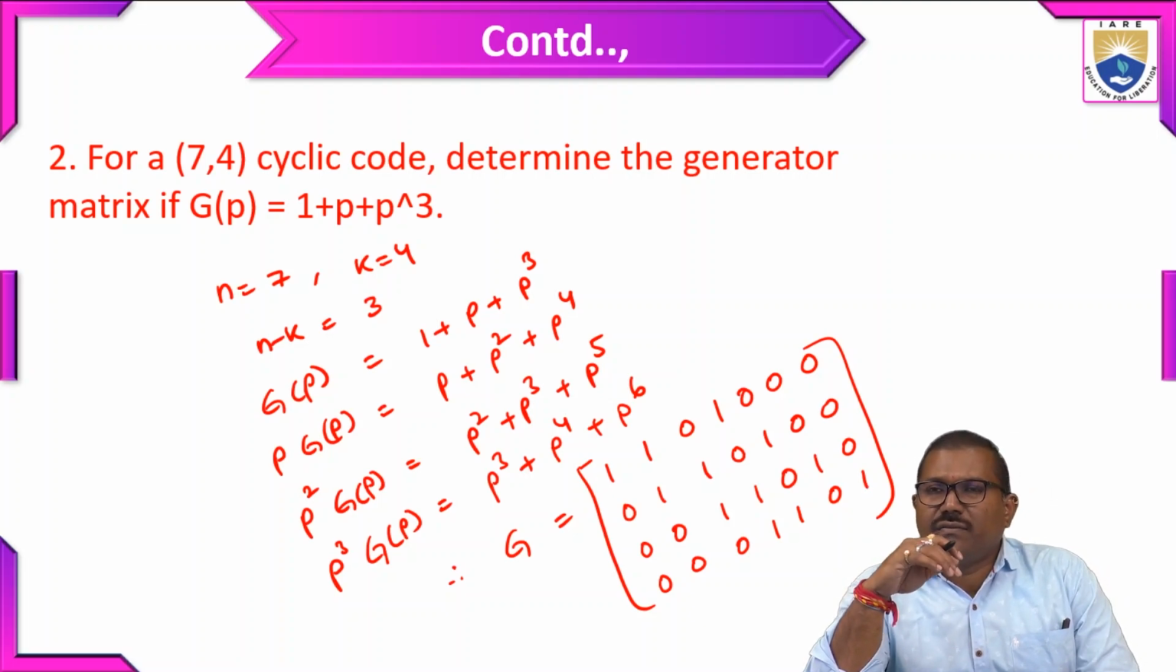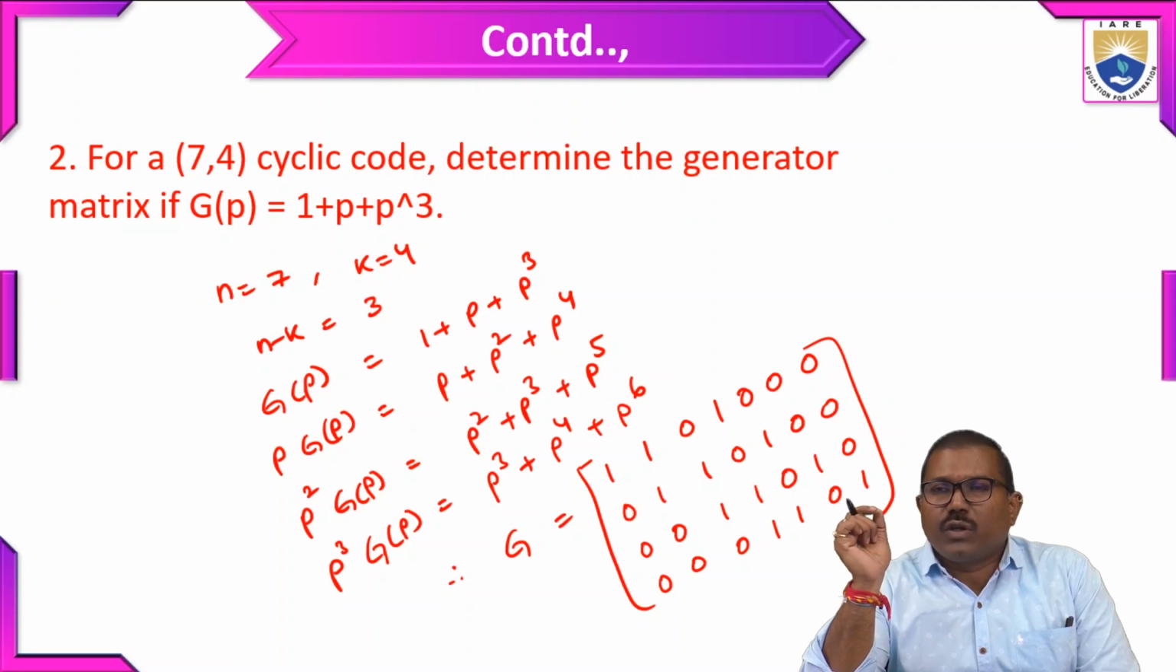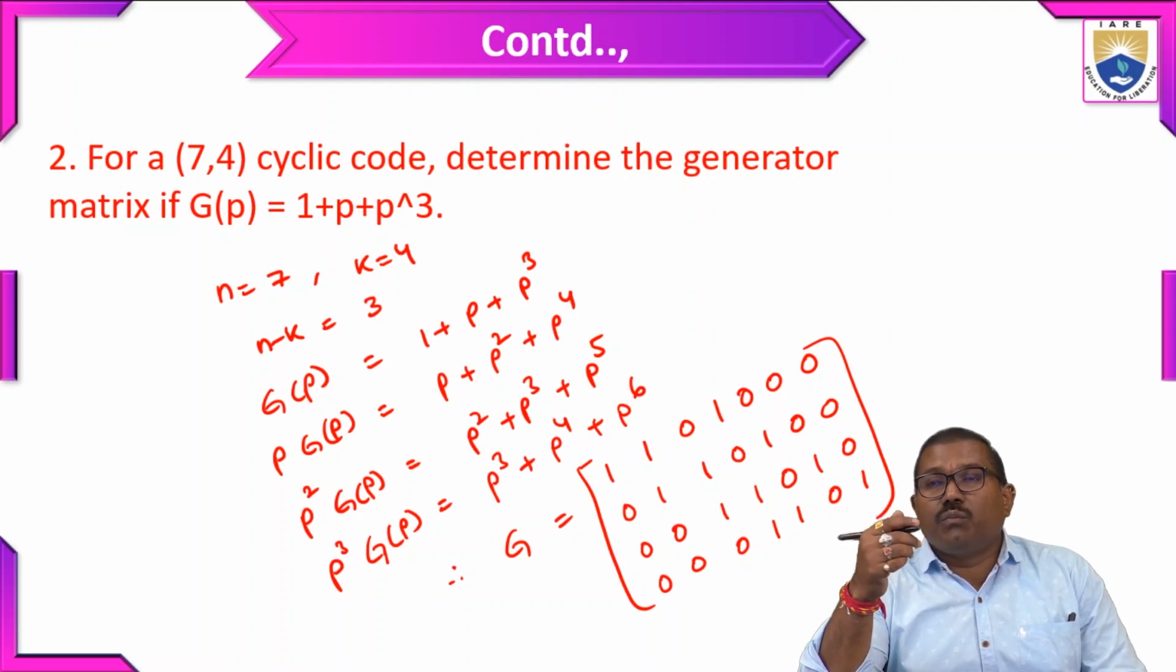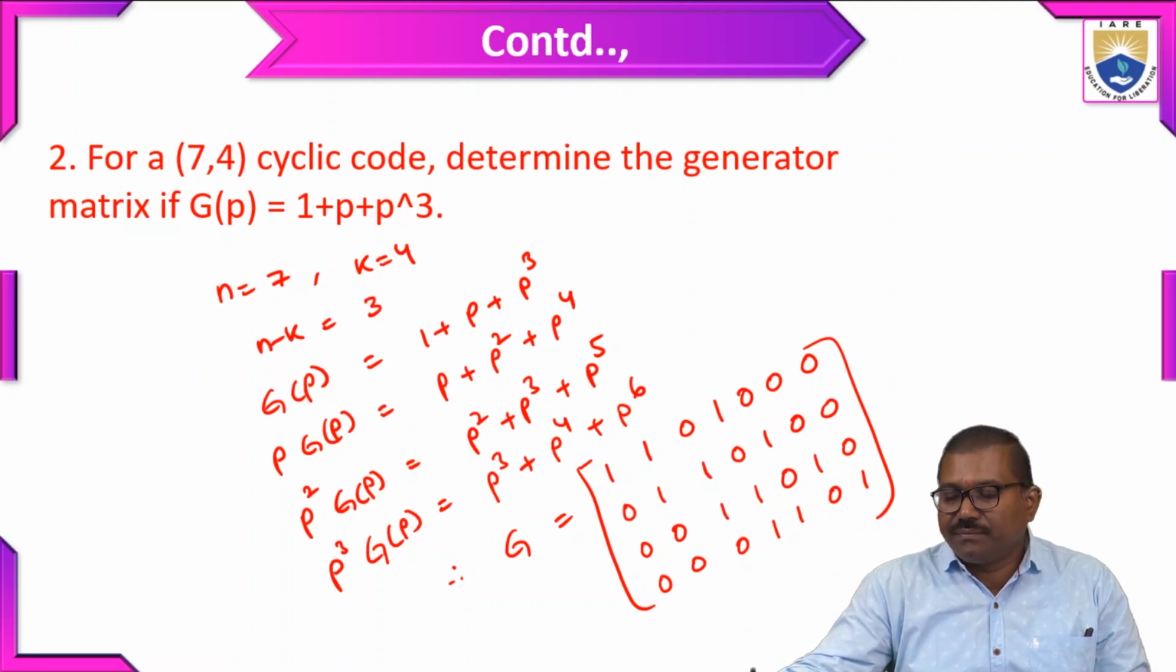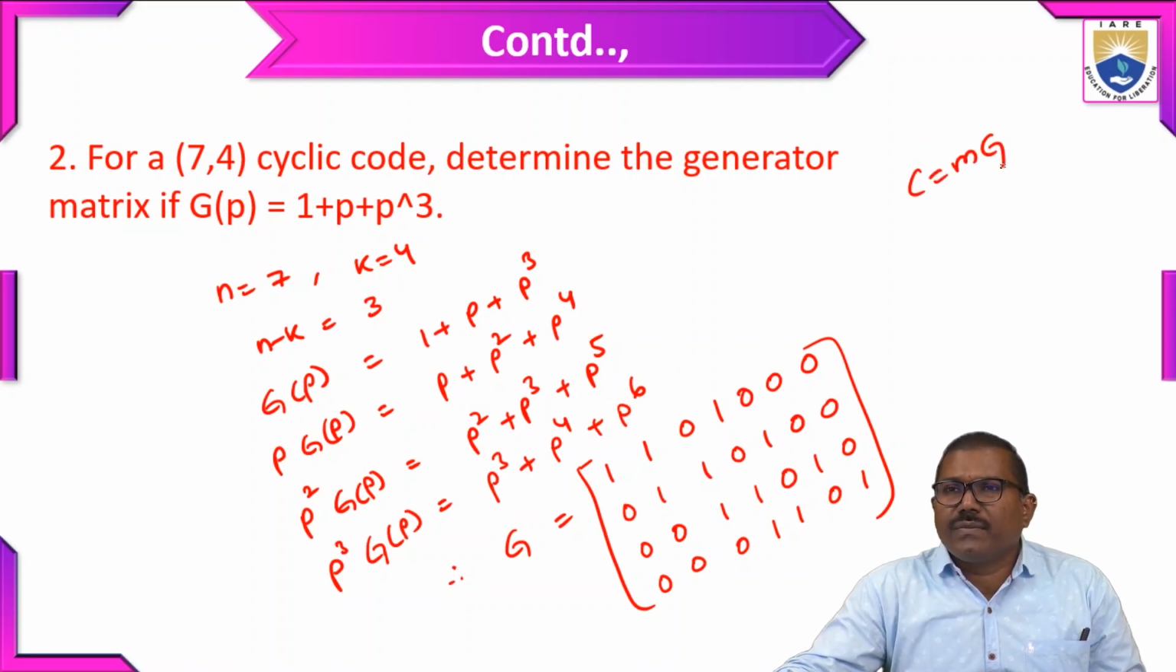So here, what is the size of the generator matrix? 4 by 7. Why? Again, you go for the block code. In block code, how to generate the code polynomial? You just multiply the message block with the generator matrix. So here C equals M into G. What is M? Message. What is G? Generator matrix. You multiply, then you can generate the code vector or code block.